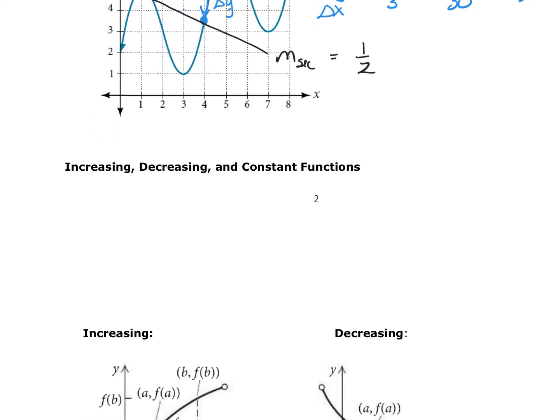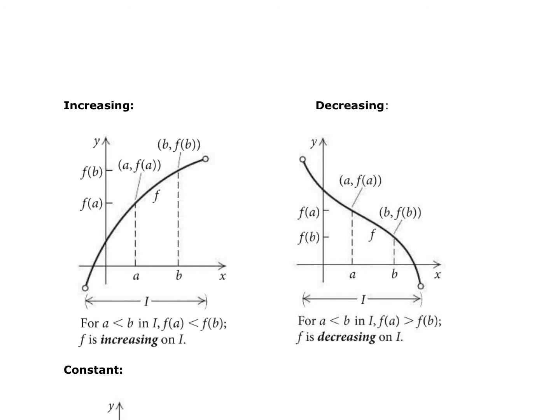All right, now let's talk about what it means to be increasing, decreasing, and constant functions. The definition for increasing is a function is increasing if for every a, which is on the left side of b, f of a is less than f of b. So if a is less than b, the output when I evaluate at a is less than the output when I evaluate at b. We call this increasing on that interval. Notice I don't include the endpoints.